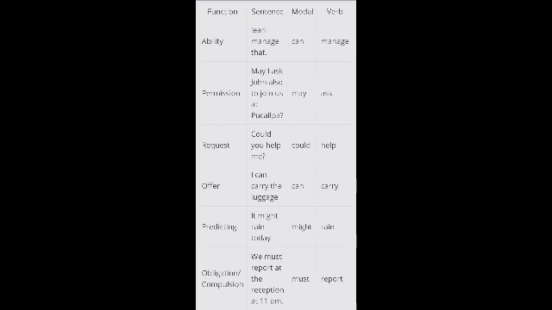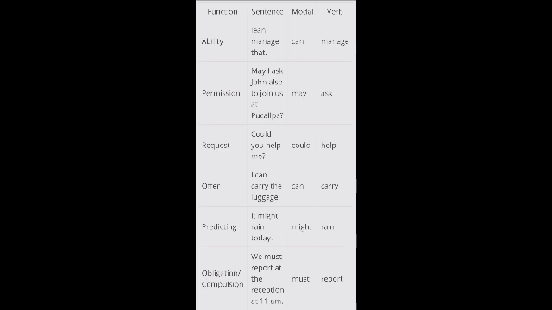The next one, request. See children, here: Could you help me? Here which modal auxiliary verb is used? Could. And it functions as request. And which is the verb? Help. The next one, offer. I can carry the luggage. Here which is the modal auxiliary verb? Can. It shows offer. And the verb is carry.